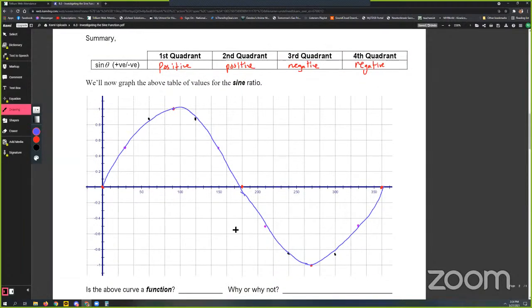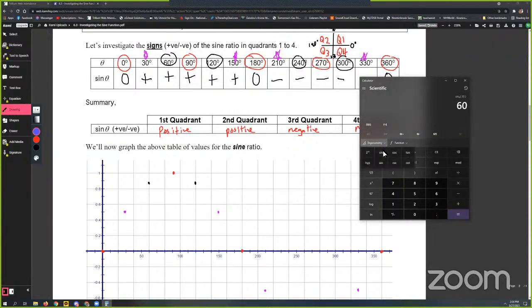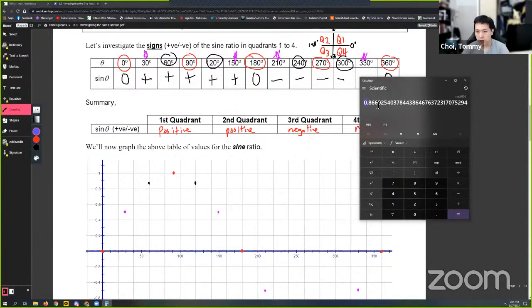Yes. I'm sorry, can you please explain again how did you get the black points? Yeah, the black points are just plugging in sine 60. So if we do sine 60 here, we get 0.866. So I tried to graph that as best as I could. Same thing for 120, 240, and 300.